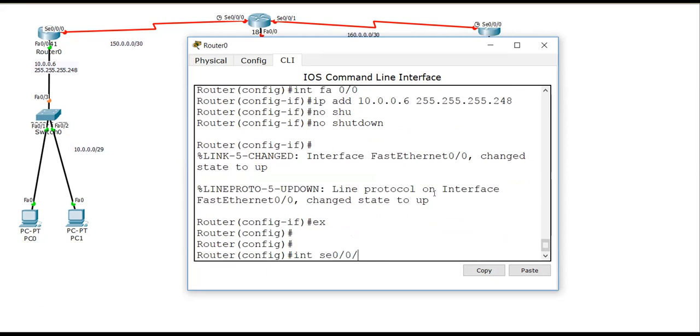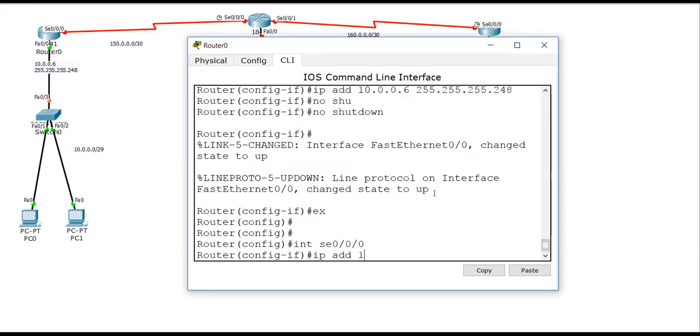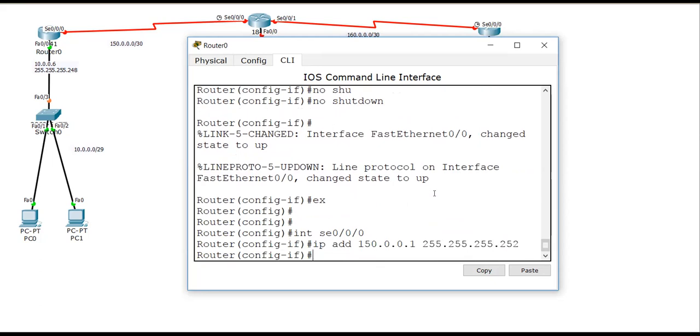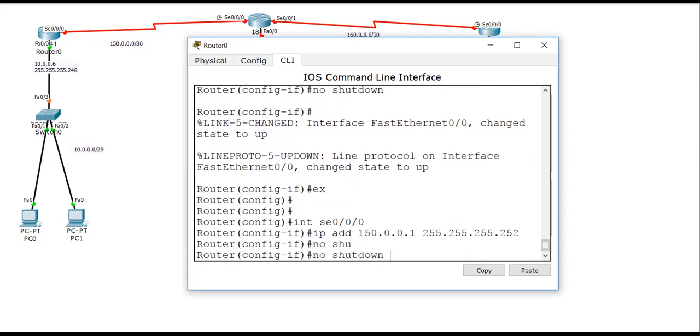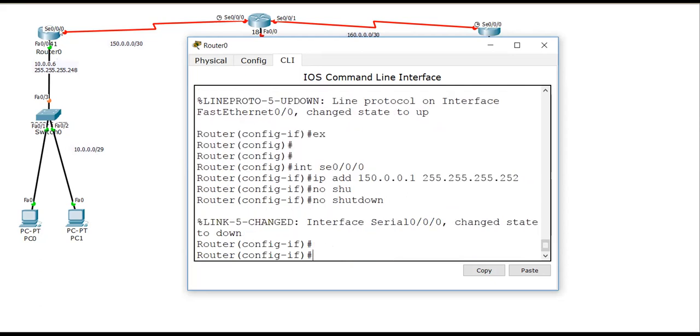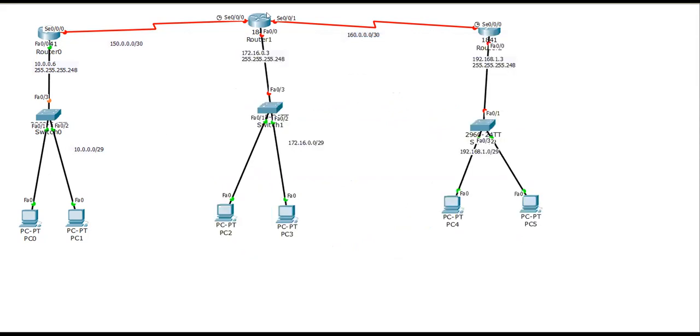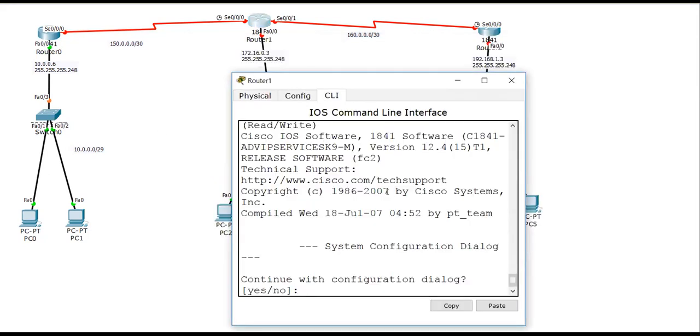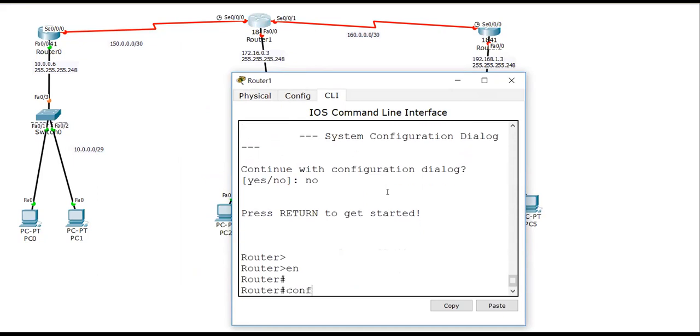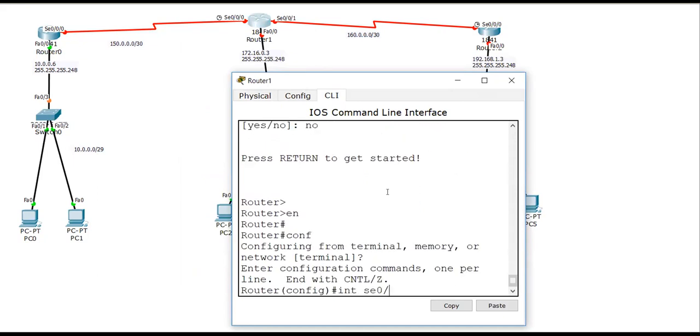Interface serial 0/0/0, IP address 150.0.0.1. Now I have used DTE cable here. So I just want to let you know again that DCE and DTE are the only two ends of the cable. There is nothing to worry about in this. Okay, on the other router, if you are not using no shut, then the link will not be up.